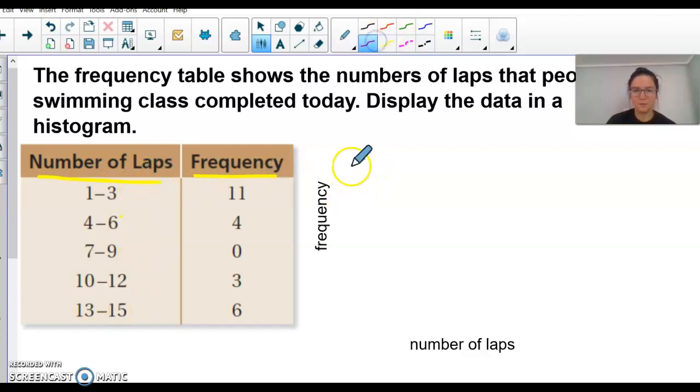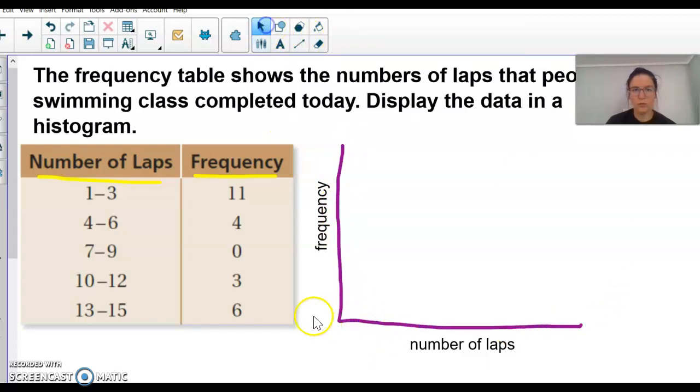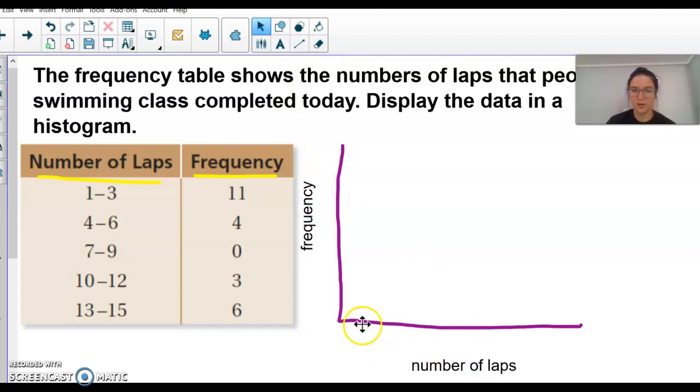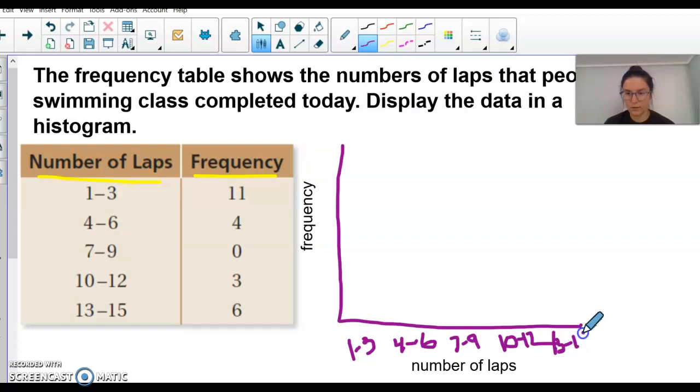So what I did was I labeled. So you want your frequency to be your vertical axis, and then your horizontal axis is your number of laps. So all you're going to do is label what your frequency chart tells you. So I'm going to label my number of laps, my intervals. So I have 1 to 3, 4 to 6, 7 to 9. Again, these are given to me, so I'm just going to write them down. And then 13 to 15.